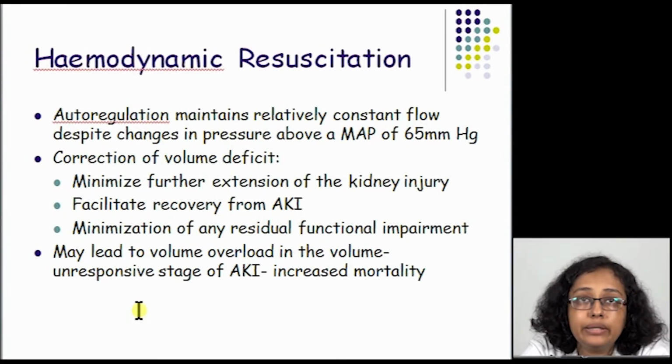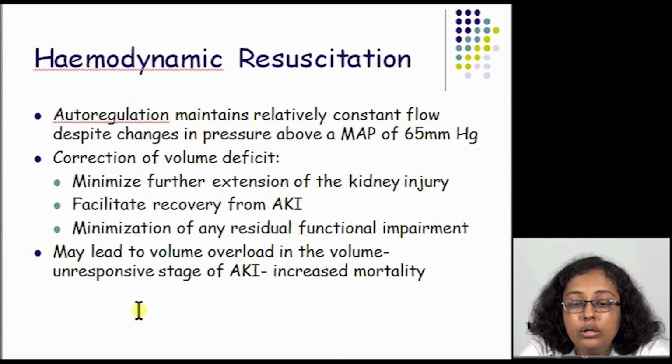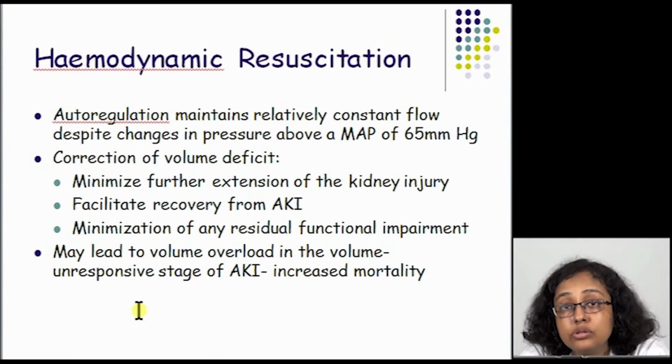Now, when we talk of correcting the renal perfusion, hemodynamic resuscitation is very important. The kidneys have an autoregulatory system which can maintain the renal perfusion despite changes in blood pressure, as long as the mean arterial pressure is maintained at 65 millimeters of mercury. But once it drops below that, then the renal perfusion suffers. So our goal should be to keep a mean arterial pressure of 65.